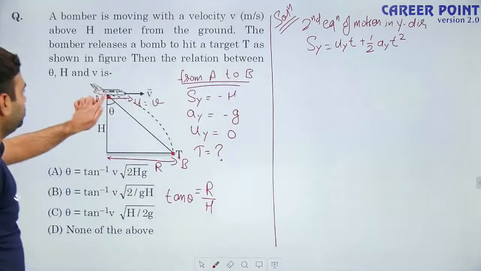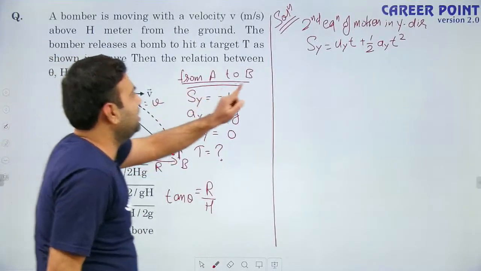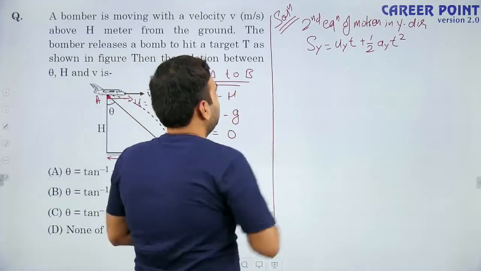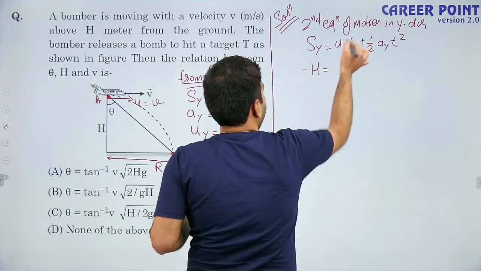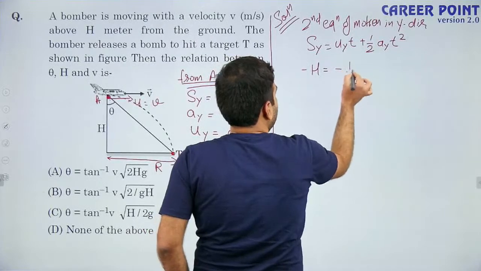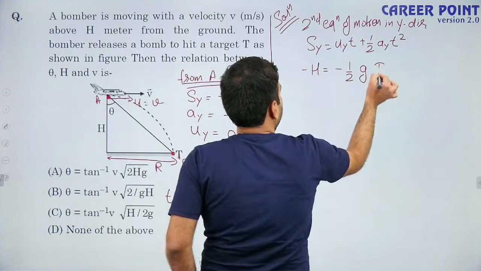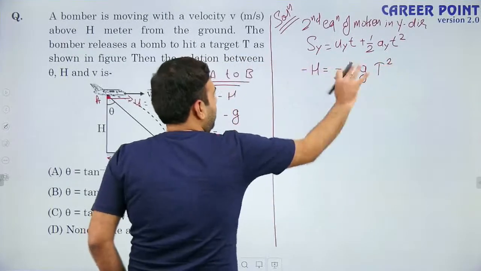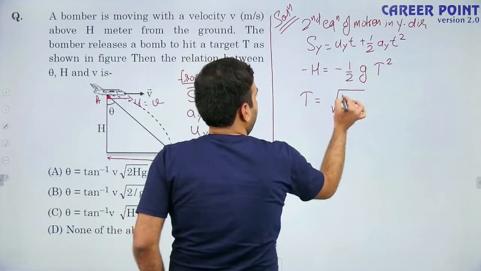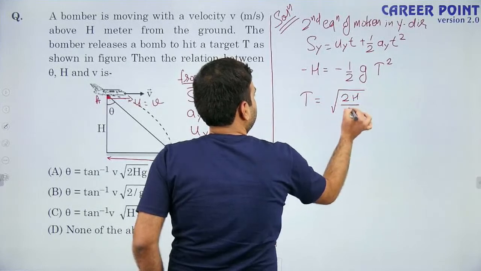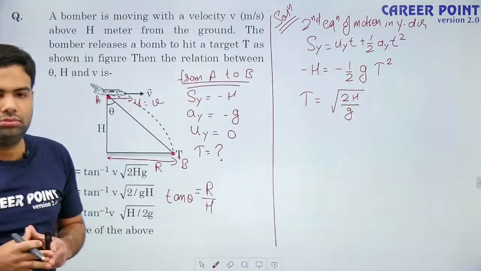When this particle goes from A to B, the time is equal to the time of flight, that is capital T. So displacement in y direction is minus h equals, this value is 0, so it equals minus half g into time of flight square. So from this we got time of flight equals under root of 2h by g. Did you get this?